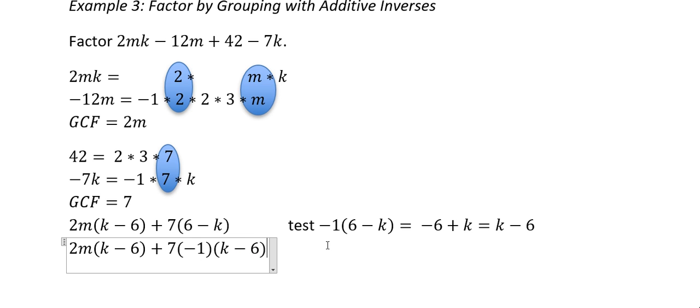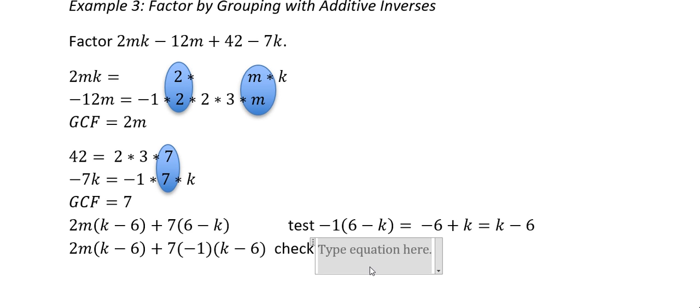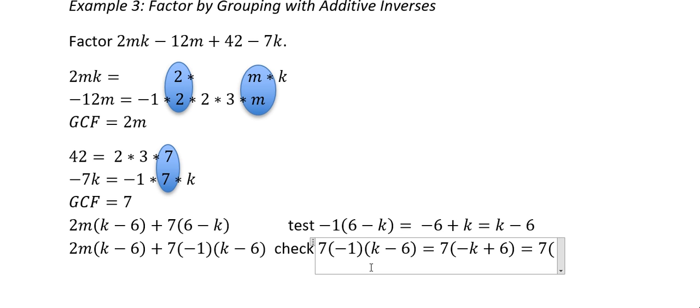If we multiplied all of this back out, we could say, let's check and insert an equation here. What is 7 times negative 1 times k minus 6? Well, let's leave the 7 where it is and only distribute the negative 1. That is 7 times negative k. Negative 1 times 6 is plus 6. Or 7 times 6 minus k.